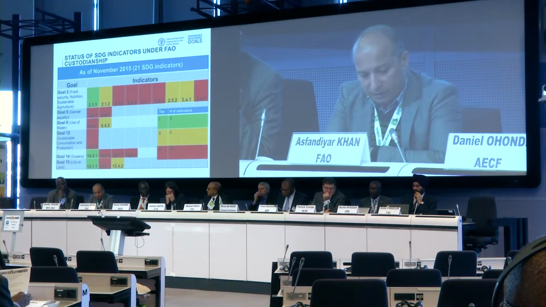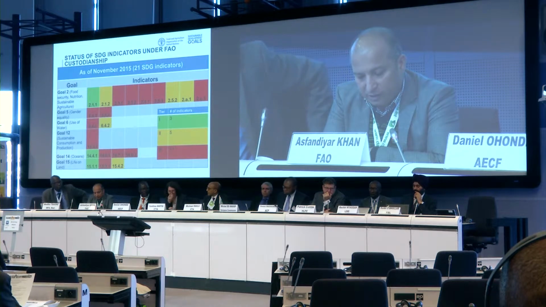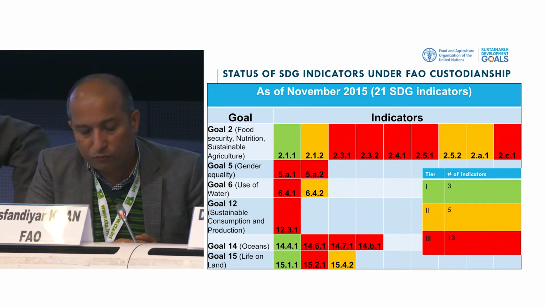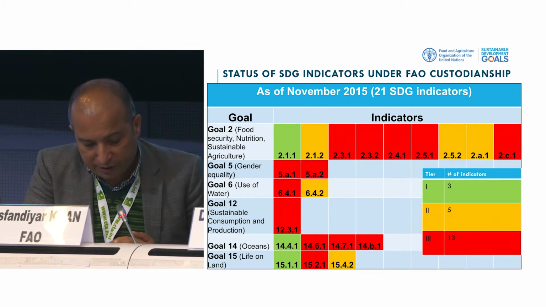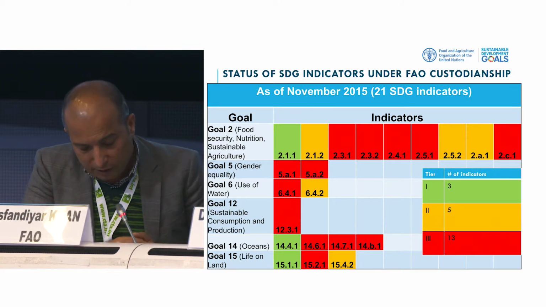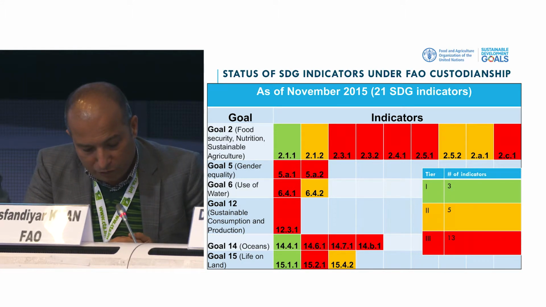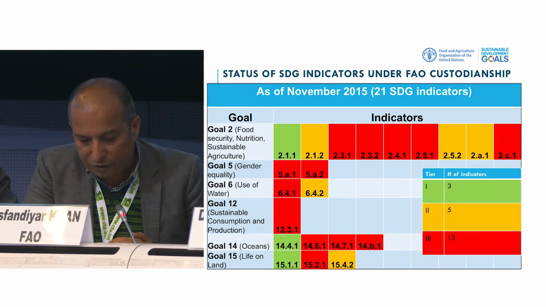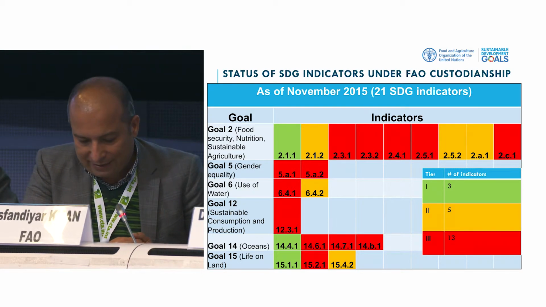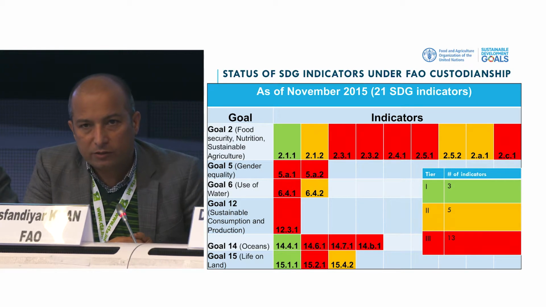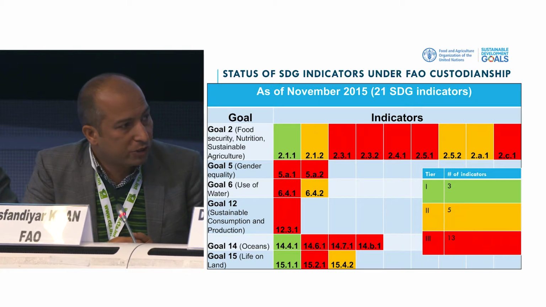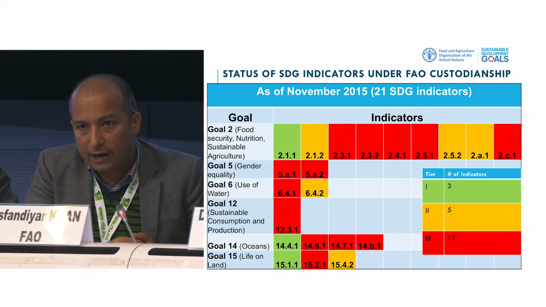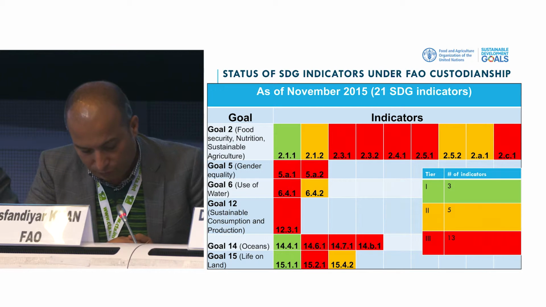Just to give you some perspective on the status of the SDG indicators under FAO custodianship, FAO is responsible for 21 SDG indicators that are spread across 6 goals. So Goal 2 on food security, nutrition, and sustainable agriculture. As you can see here, in 2015, only one indicator, 2.1.1, which is prevalence of undernourishment, was tier 1. So countries were regularly producing data on this indicator. The rest were either tier 3 or tier 2.